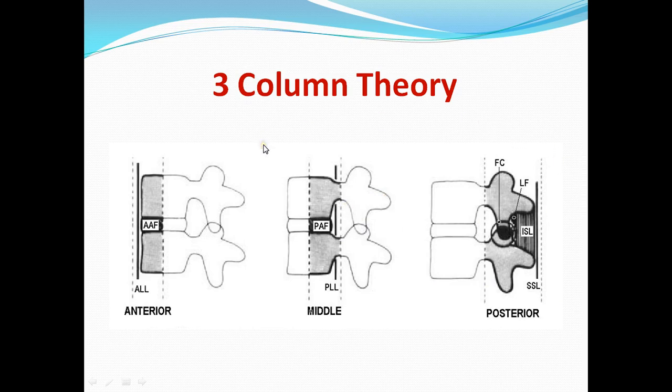So the importance of these three columns is that if there is involvement of two columns, or more than two, that shows that the spine is unstable and that patient needs surgery.